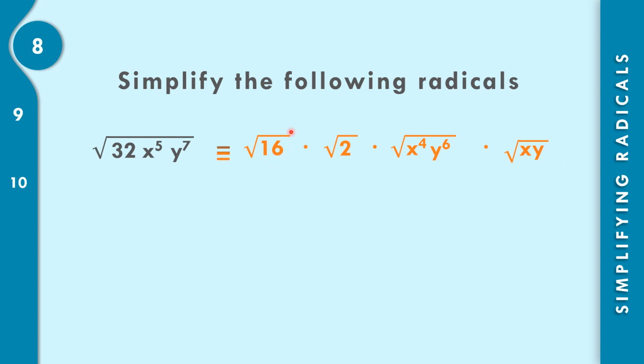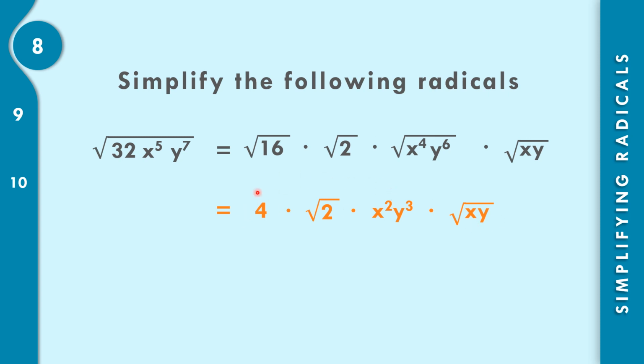So let us solve now. The square root of 16 is 4. Copy the square root of 2. X to the 4th, so the base x and then y. So what could be the exponent of x? 4 divided by 2, that is equal to 2. 6 divided by 2, the answer is equal to 3. And then copy square root of x, y.